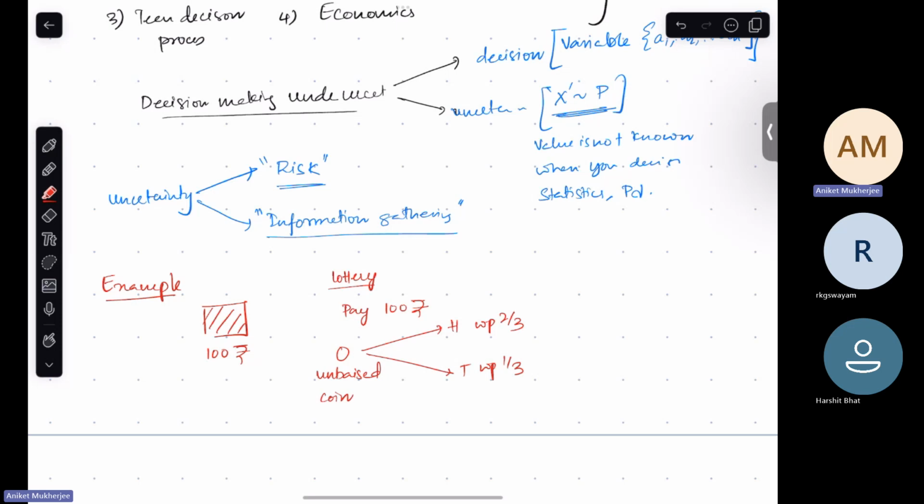Sorry, it's a biased coin, not an unbiased coin. You have a biased coin, because it's biased more towards heads. You'll get heads with more probability.